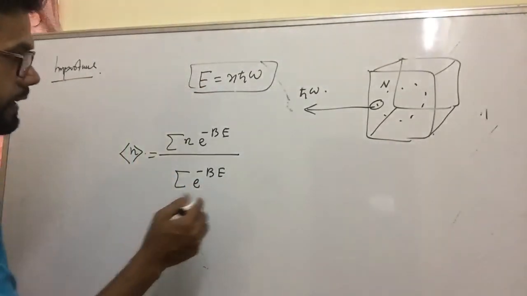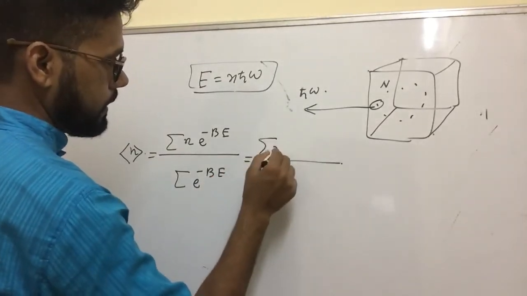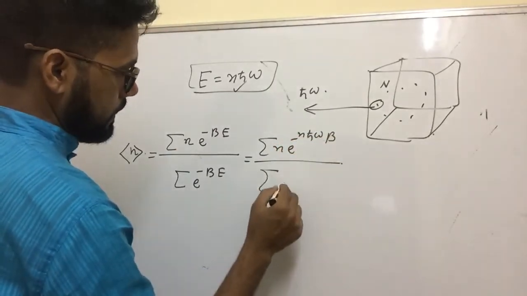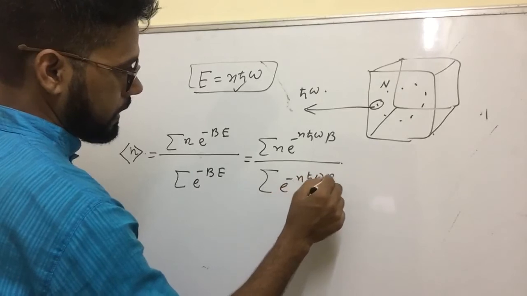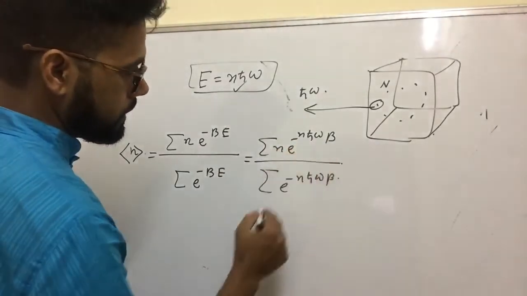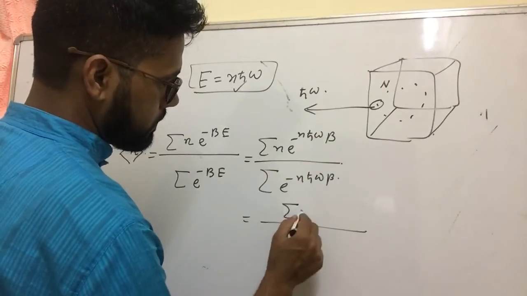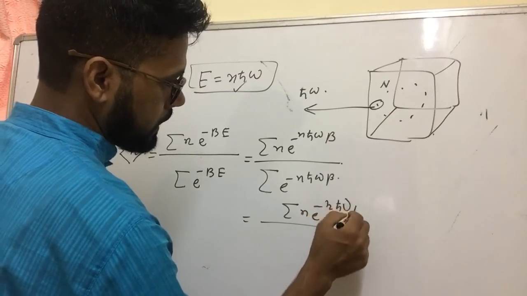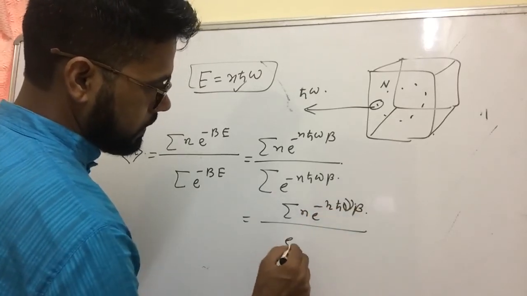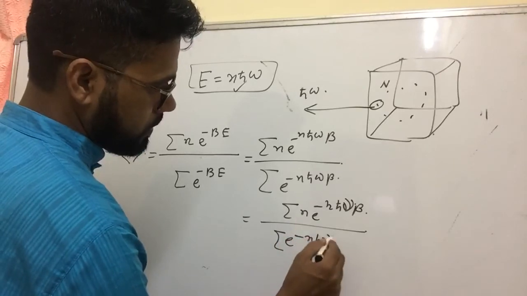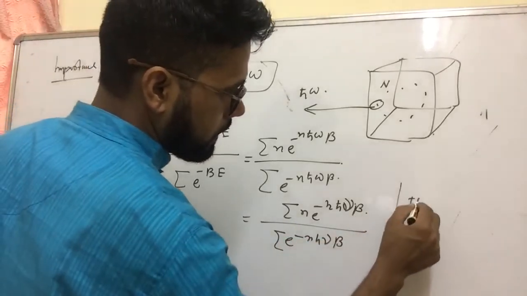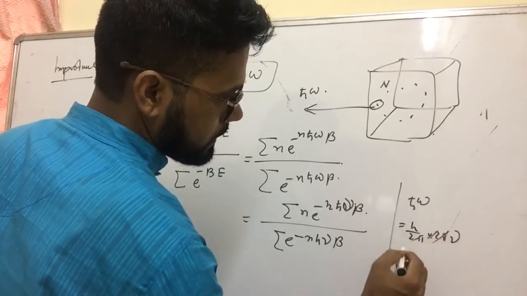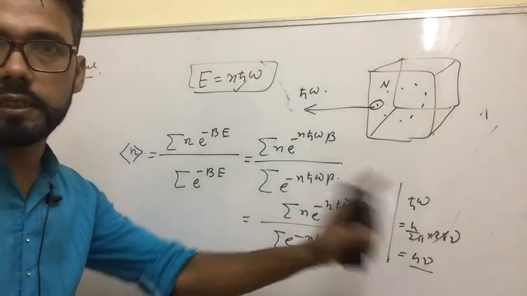Then, if I put this value, the sum of n e to the power minus n h cross omega beta, e to the power minus n h cross omega beta. You can express h cross omega beta like this: n e to the power minus n h nu beta, where nu is the frequency. Same thing. What is h cross omega? It is h by twice pi into twice pi nu. Twice pi cancels, so h nu. Same thing, h cross omega equals h nu.